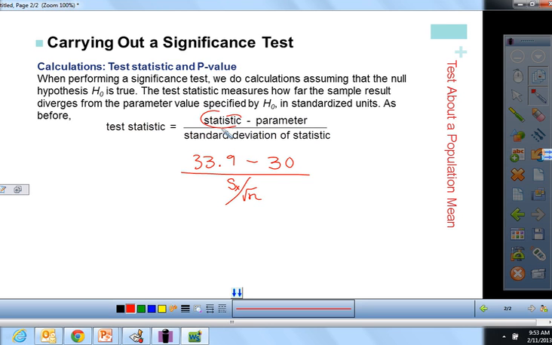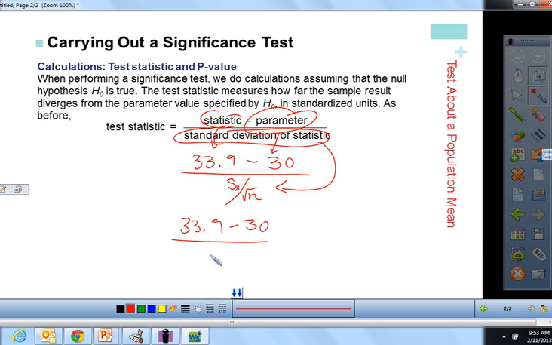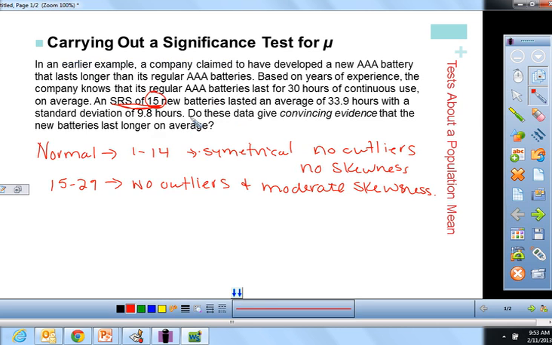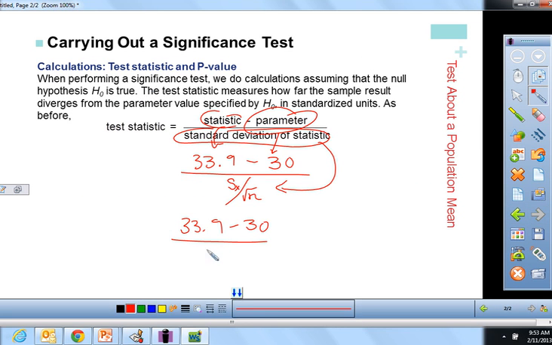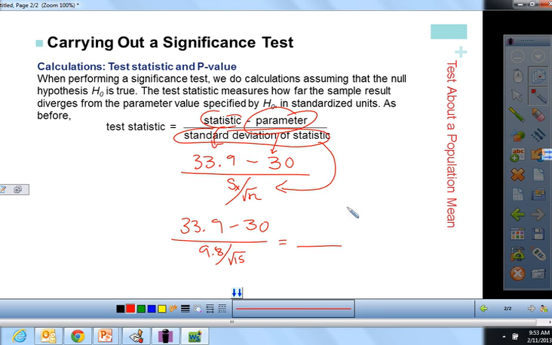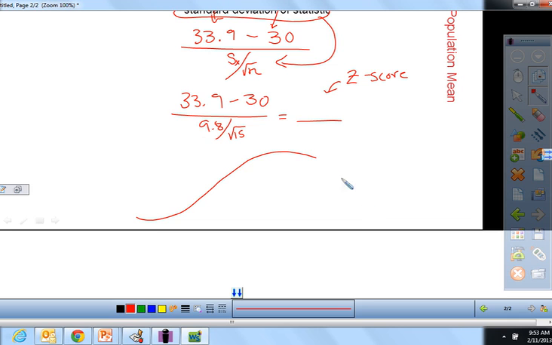So this is my statistic, this is my parameter, and this formula comes from that. So we would do 33.9 minus 30 over, and they told us that the standard deviation was, let's look real quick, 9.8. So it's going to be 9.8 divided by the square root of 15. And that's going to give you your standardized test statistic. Remember that that value is going to be a z-score, really. And then you're going to find the probability of getting that value or something more extreme.